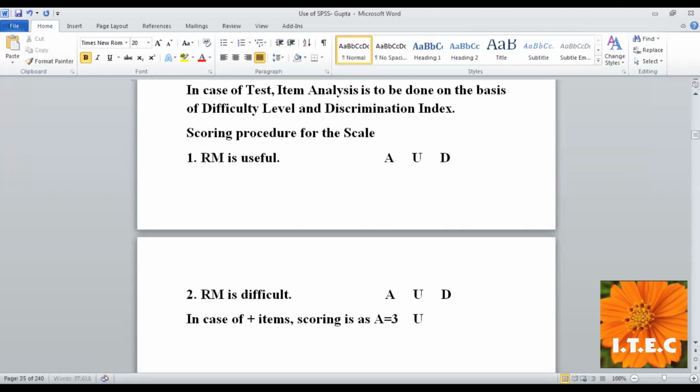If it is undecided, you give the 2 score. And if it is disagree, you give the 1 score. Now, in case of negative item scoring, strongly agree, you give 1 mark, undecided 2, and disagree, you give 3 marks. So this is how the scoring has to be done.